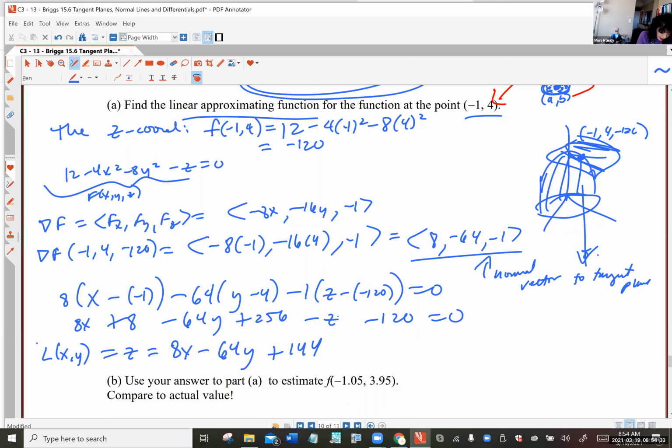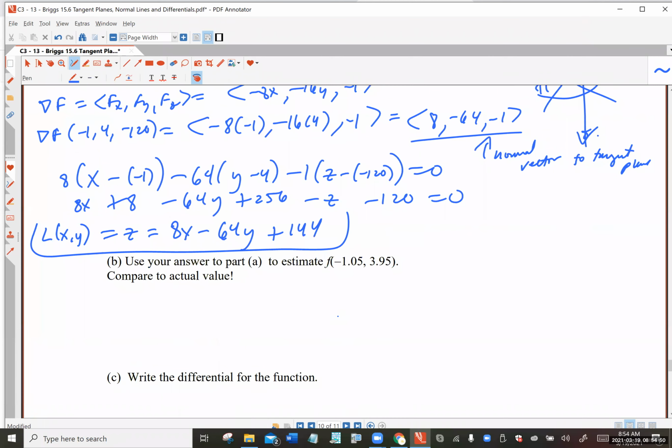There it is. There is my linear approximating function, which is the same as the tangent plane. People, it's the same. Don't be confused.